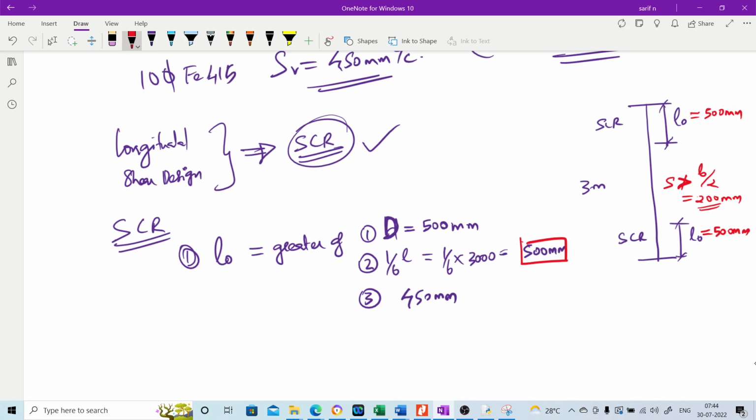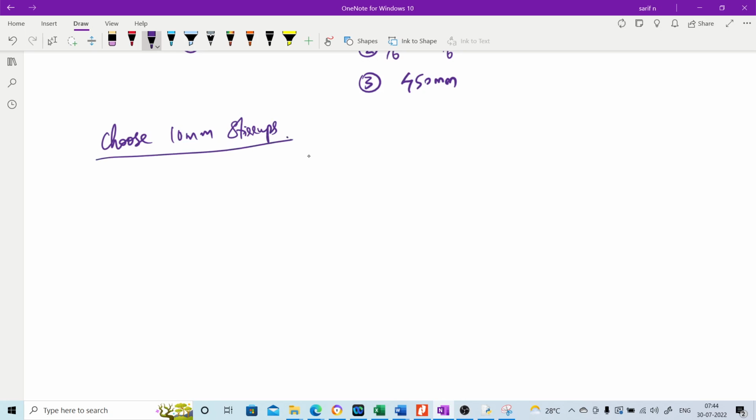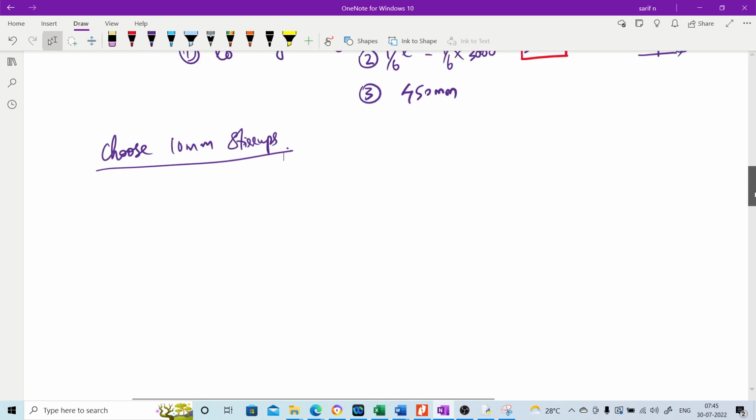Now again, let us choose the dimension of the special confining reinforcement as 10 mm stirrups. Okay, so let us choose 10 mm stirrups. Now we have to decide what should be the spacing of these 10 mm stirrups. Now before we find out the spacing of the 10 mm stirrups, let us look into how this can be arranged if you are providing 10 mm stirrups.